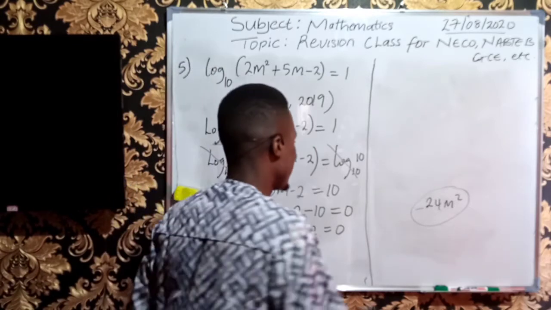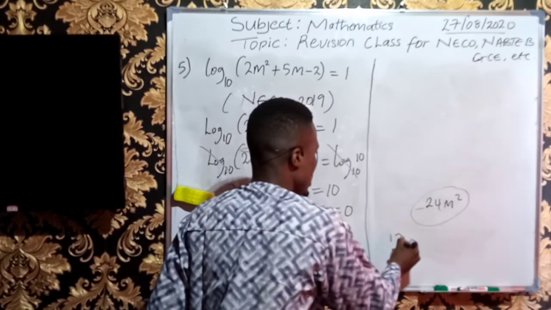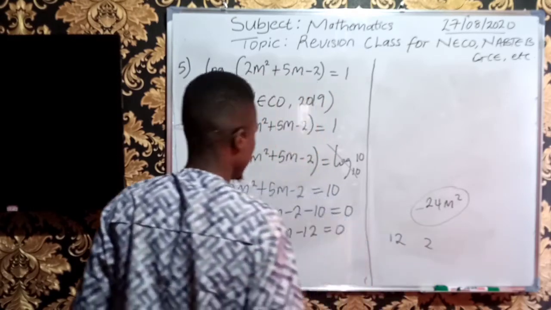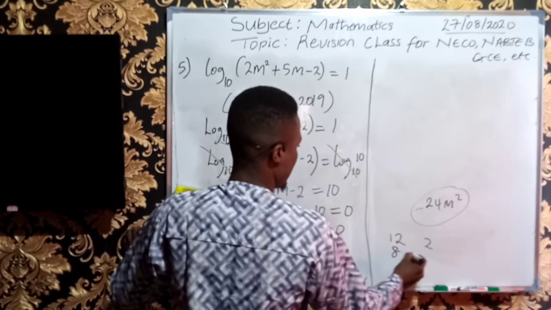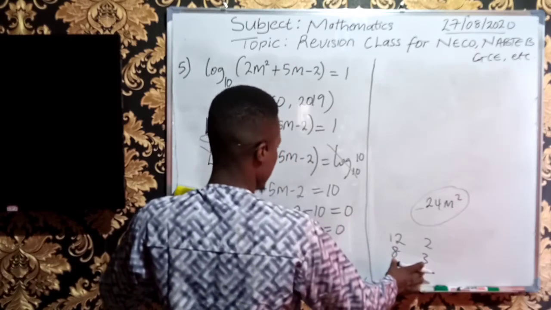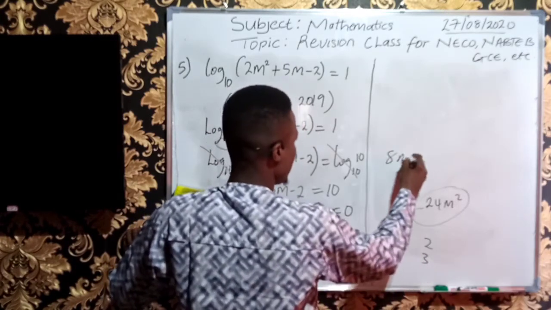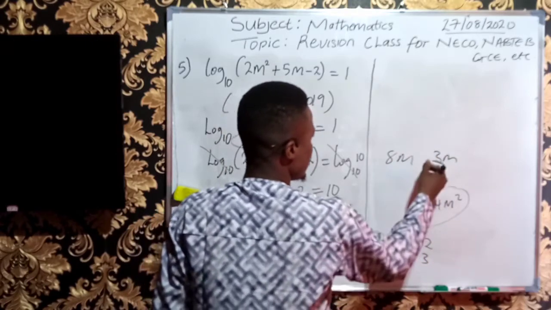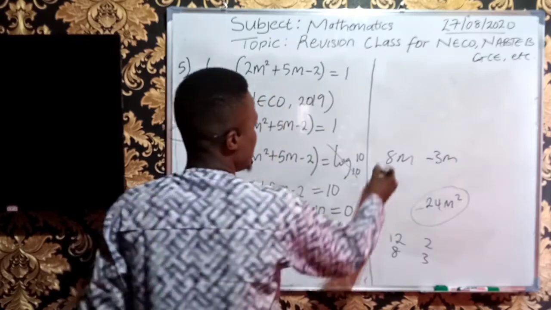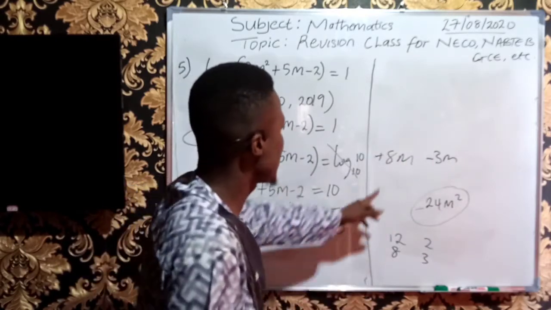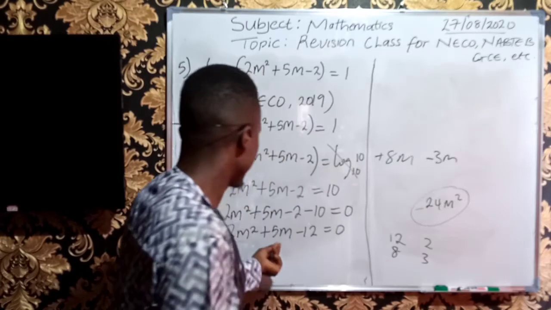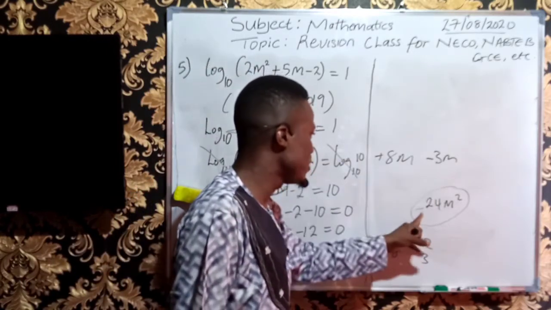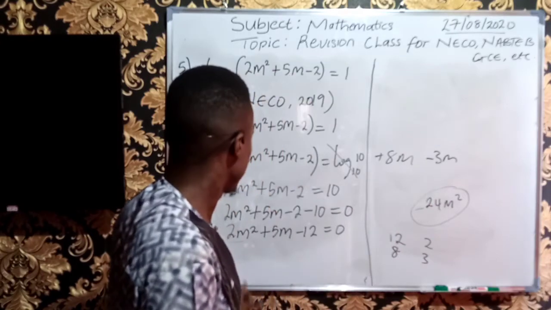Okay, so what of, let's take 12. 12 and 2 will give us 24, but cannot give us 5. 8 and 3 can give us 24. Yes. So we have 8m, 3m will give us 24. But we need a negative value. So if I put negative here and this one as positive, you will see that 8m minus 3m will give me my 5m. And 8m times minus 3m will give me minus 24m squared.